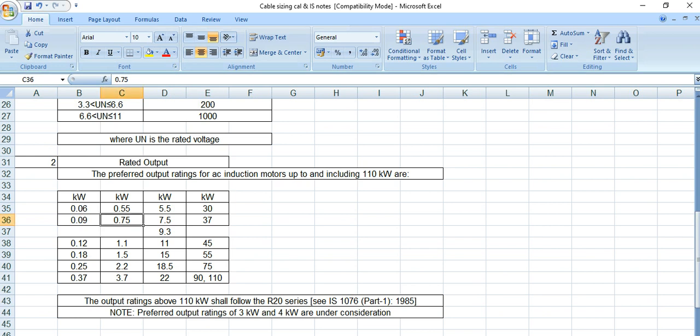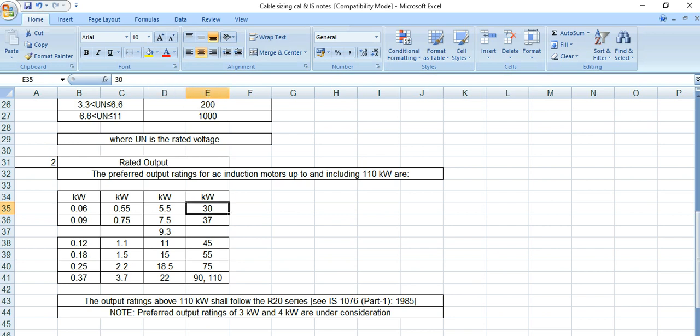Next is 1.1 kilowatt, 1.5, 2.2, 3.7 also, 5.5 kilowatt and 7.5 kilowatt. These are very standard motor ratings. 9.3 is also standard but generally not used. 11 kilowatt is very much standard. 15 is not used too much for industrial purpose, but 18.5 kilowatt and 22 kilowatt are mostly used for medium rating motors.